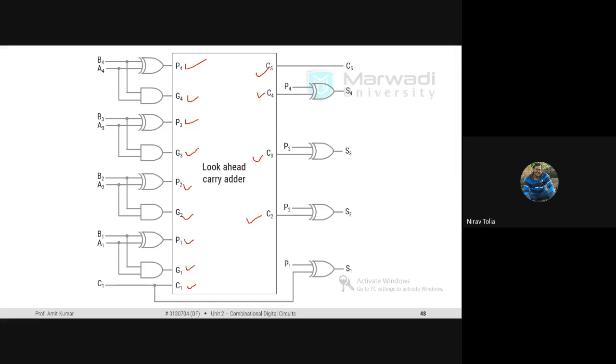So at the same instant, when we are giving the input, we get the final output at the same instant, whereas the parallel adder gives the output with some delay. To remove that delay, we have to use the look ahead carry adder. Okay, so this is the theory of the look ahead carry adder. Does anyone have any doubt in this?